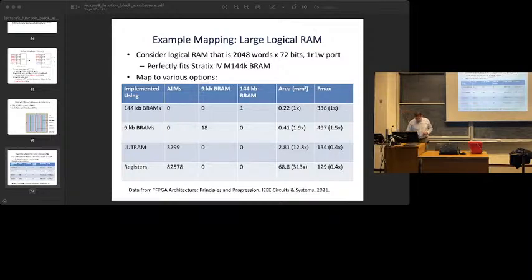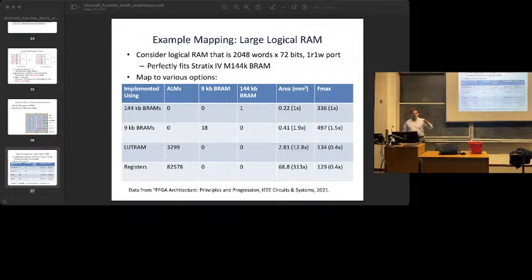Okay, so if we map it to different options, one of the nice things about Stratix 4 is that the area numbers of the blocks are public. It was published in a paper that I co-authored. Most of the block areas are not public for FPGAs, so it's nice to work with Stratix 4 because we can actually say what it is in silicon area. So if I take this RAM, it maps to exactly one of those big block RAMs because it's a perfect fit. The area turns out to be 0.22 square millimeters, and it runs at 336 megahertz.